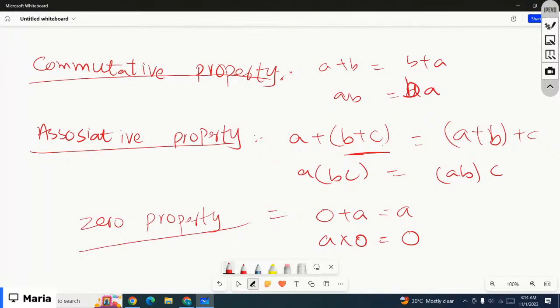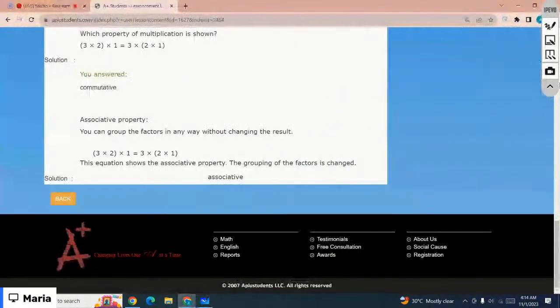So these are the properties of addition and multiplication: commutative property, associative property, and zero property. Let's just start with the practice questions now. We have done with the properties.